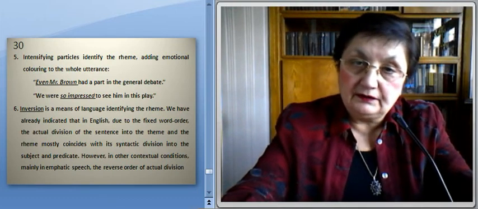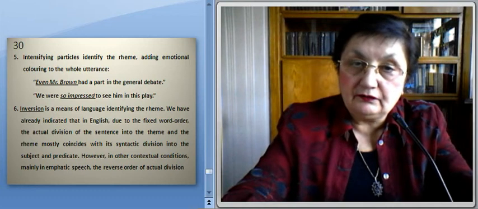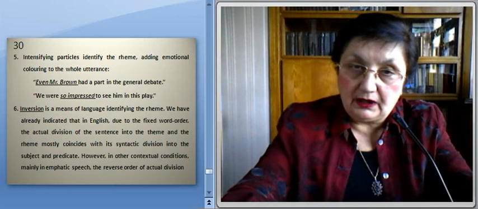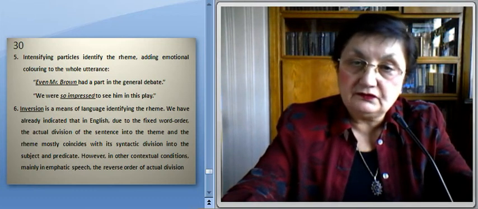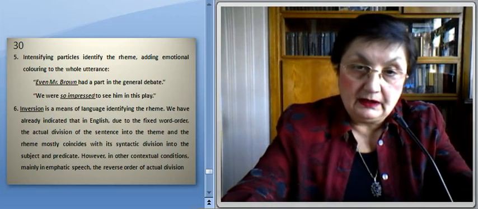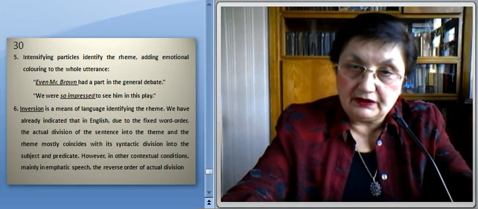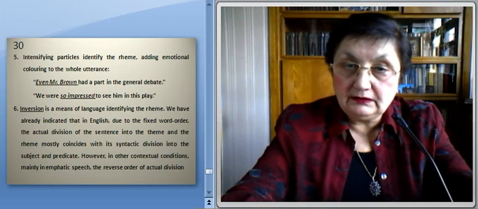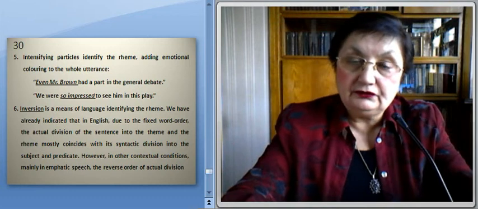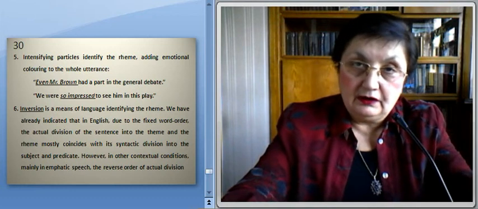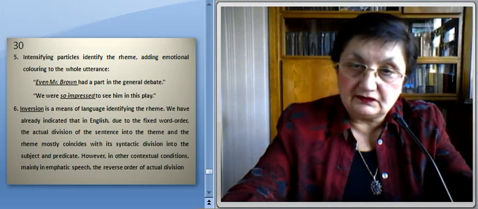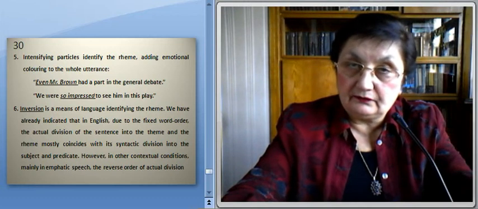We have already indicated that in English, due to the fixed word order, the actual division of the sentence into the theme and the rhyme mostly coincides with its syntactic division into the subject and predicate. However, in other contextual conditions, mainly in emphatic speech, the reverse order of actual division is used, the rhyme preceding the theme. For instance, magic words you are speaking, Nancy, or how well you look.